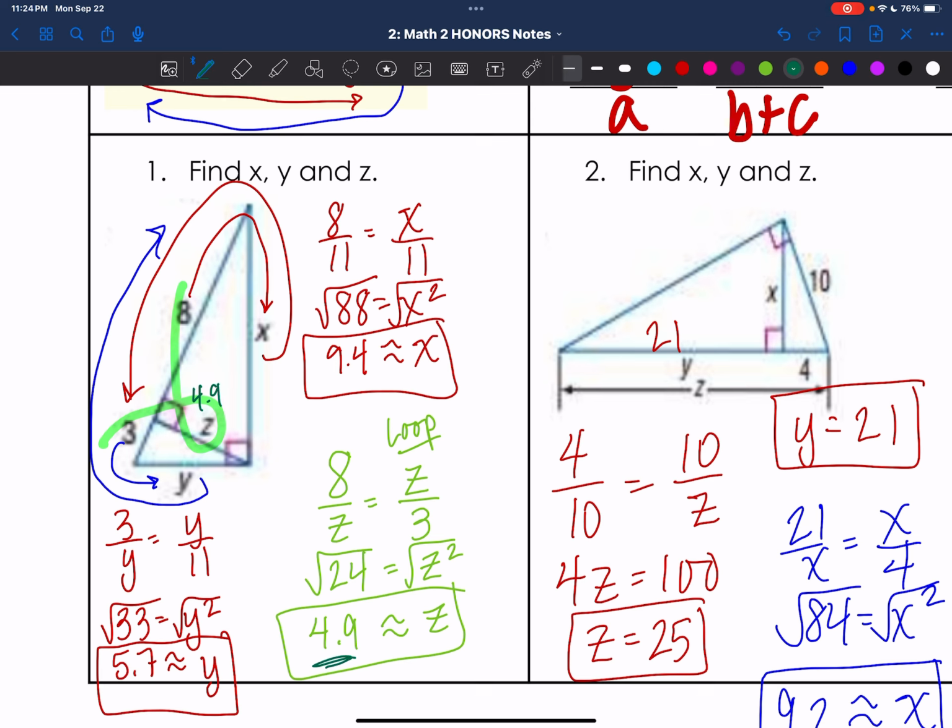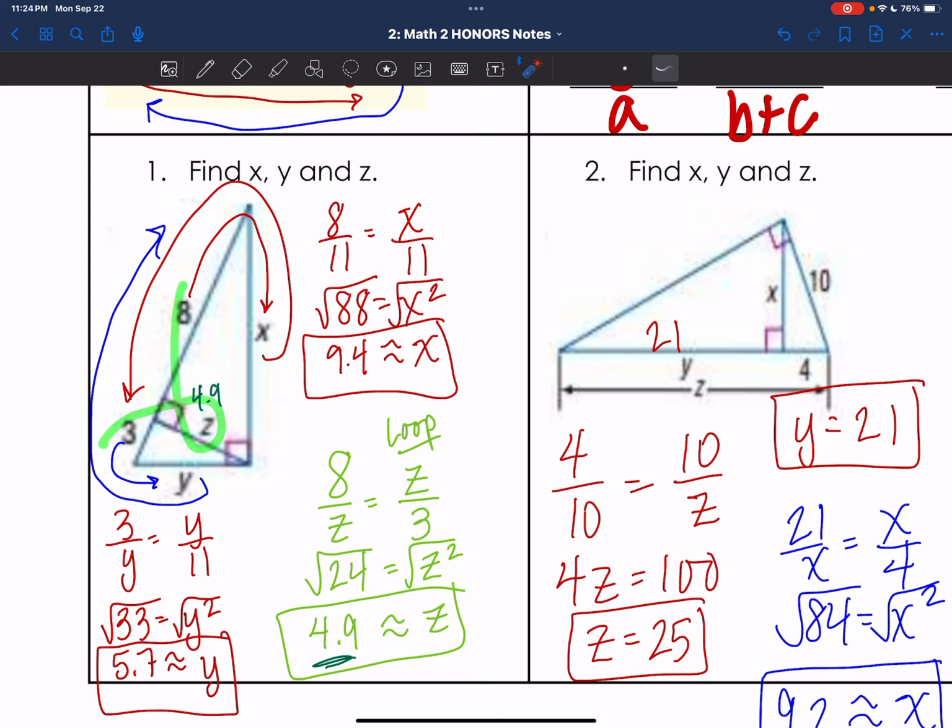So now we can figure out that if we were to go around the corner, so if I were to start here and go around the corner to the hypotenuse, then we've got to go back around all of this. So you're going to get 8.